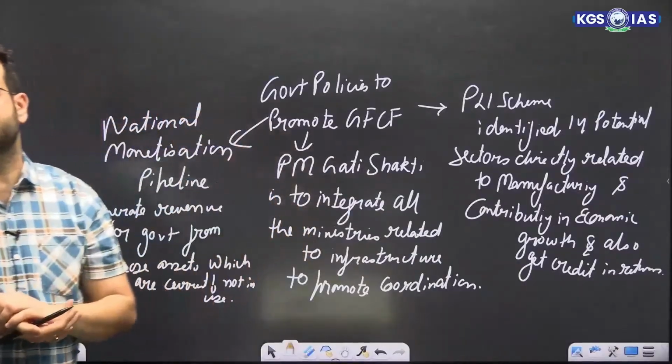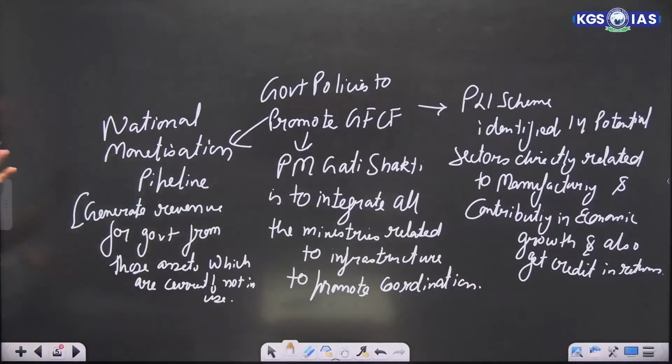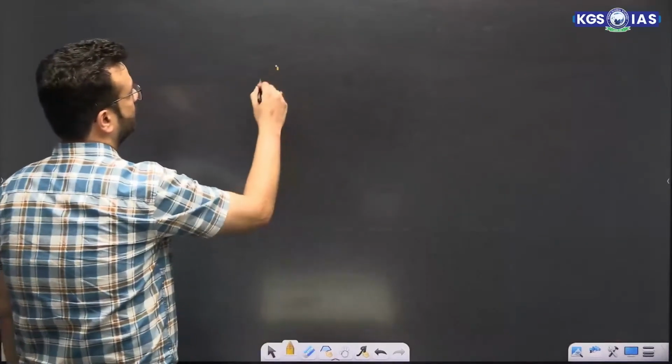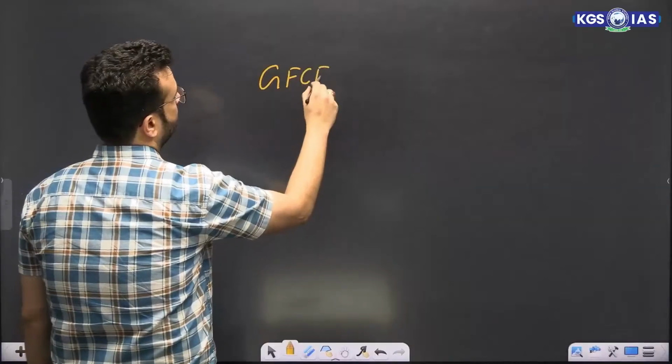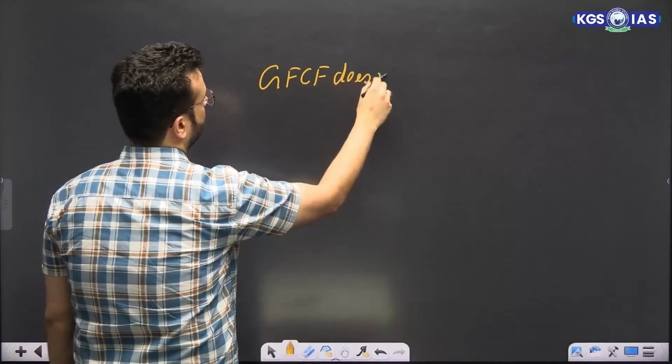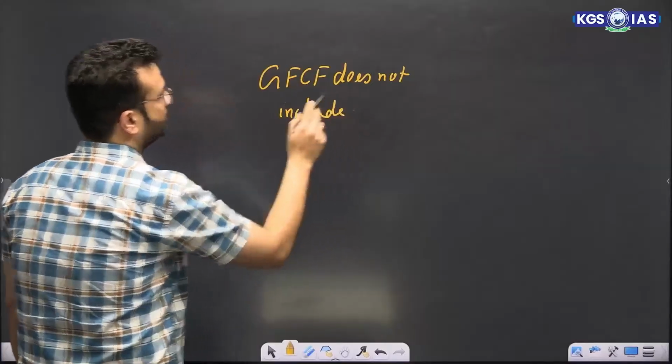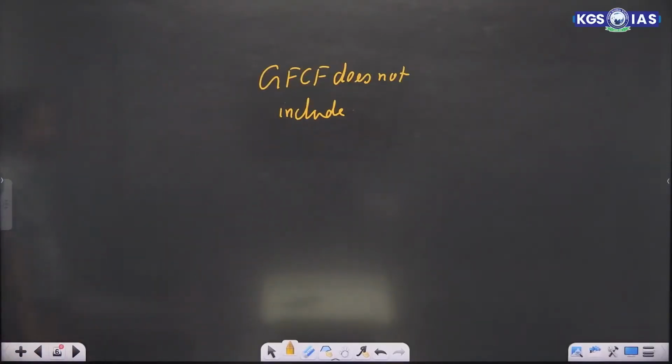So these are the government policies which are there to promote gross fixed capital formation. All these government policies are actually promoting GFCF. Now, what all things GFCF does not include? This is again an important question, that what all things gross fixed capital formation does not include.